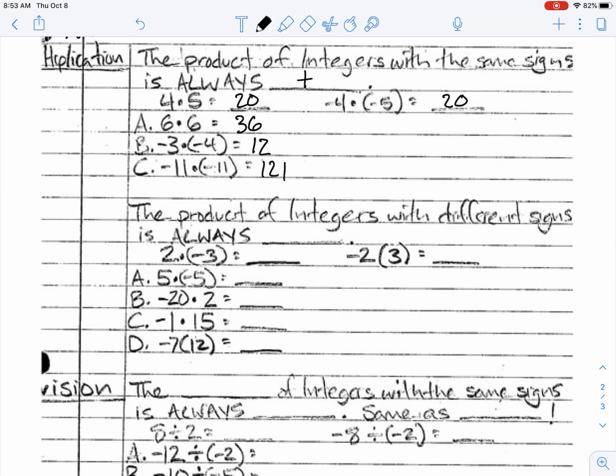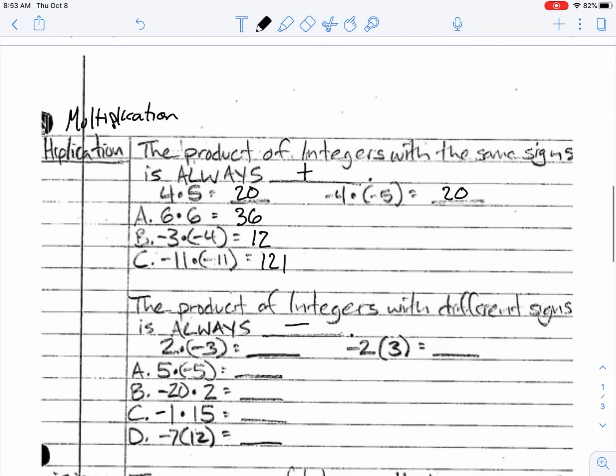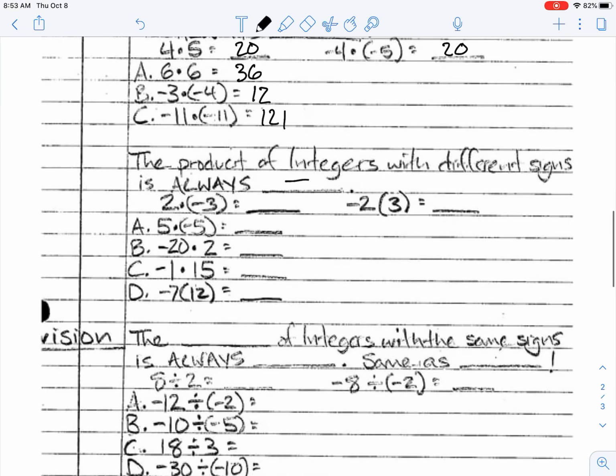So product of two integers, so when we multiply two integers with the same sign, it's always positive. Product of two integers with different signs, so when we multiply two integers with different signs, is always negative. So once we know that, it's easy. We just know this will be negative. 2 times 3 is really easy. We get 6. Negative 2 out front, well, it's still negative because the 3 is positive. We've got 2 different signs. 2 times 3 is 6. So I think we get the hint that these are all going to be negatives here.